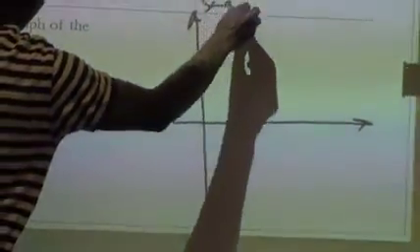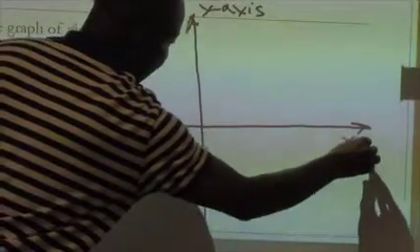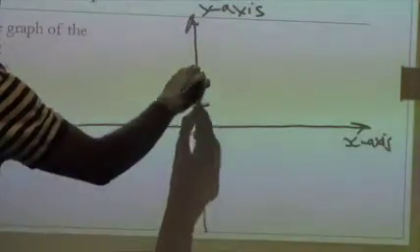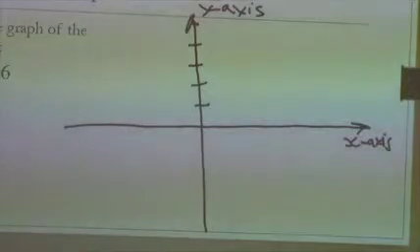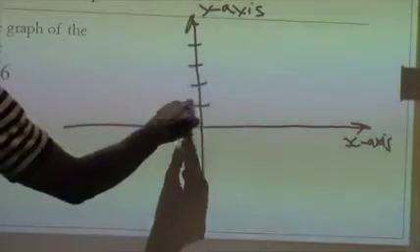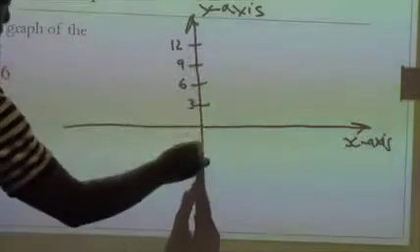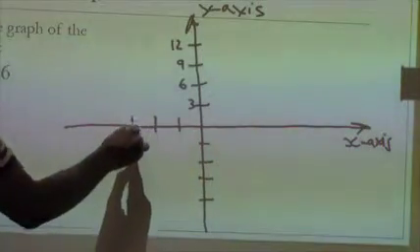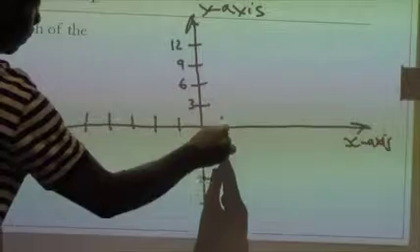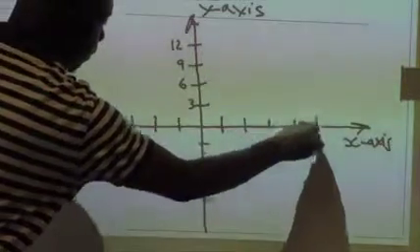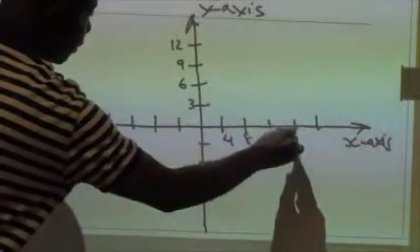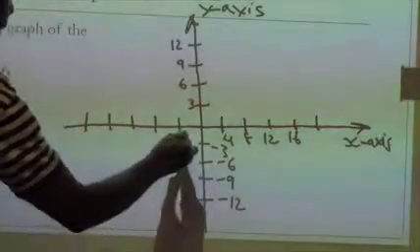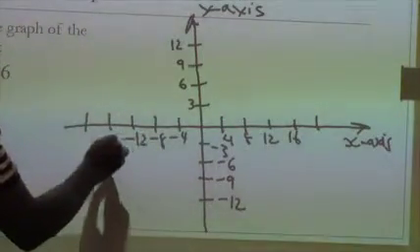That's my y-axis, and this is my x-axis. So I'm not going to go by 1. In terms of y, I'm going to go by 3s: 3, 6, 9, 12, -3, -6, -9, -12. In terms of x, I'm going to go by 4s. I can go by anything I want. So I have 4, 8, 12, 16, -4, -8, -12, -16.